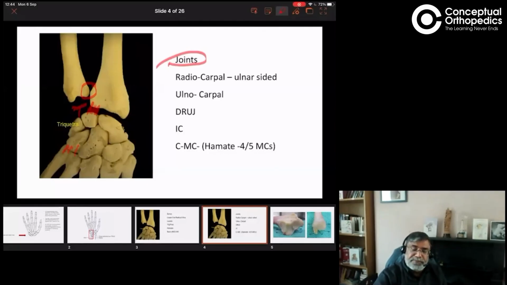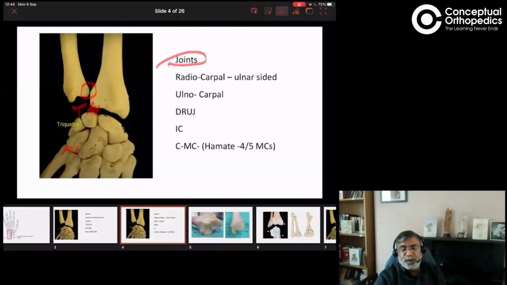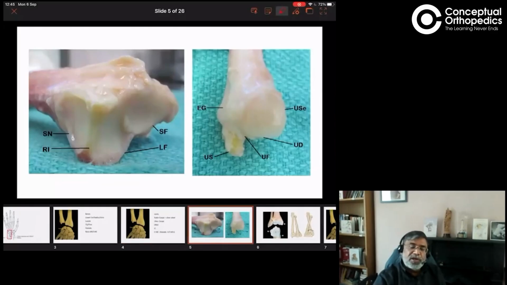So let's go into a bit more detail on how these joints are formed and what the stabilizing structures are which can affect these joints and are responsible for the differential diagnosis of ulnar-sided wrist pain. If you see the anatomy of the lower end of the radius, you note there is a scaphoid fossa where the scaphoid articulates, and a lunate fossa where the lunate articulates. So on the radius side, you have these two big fossae.